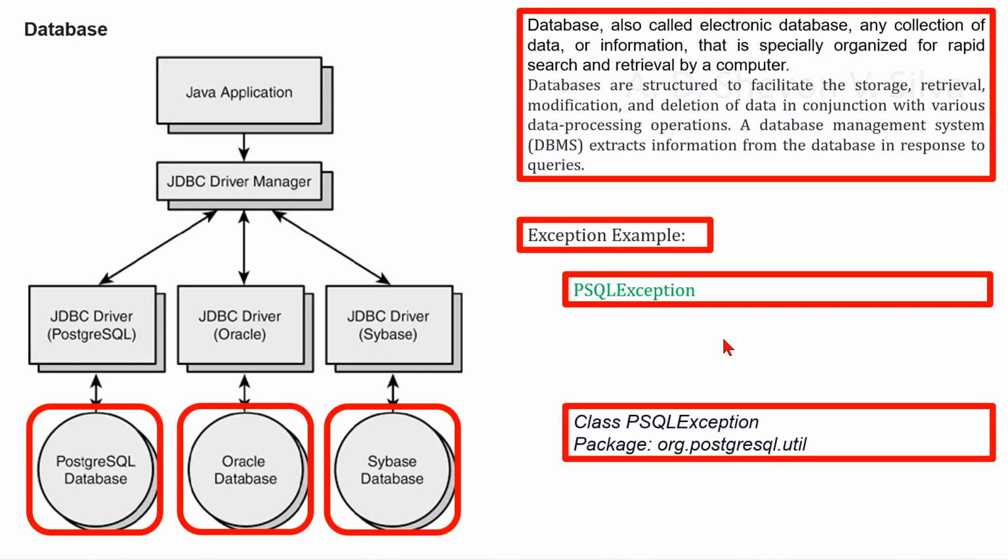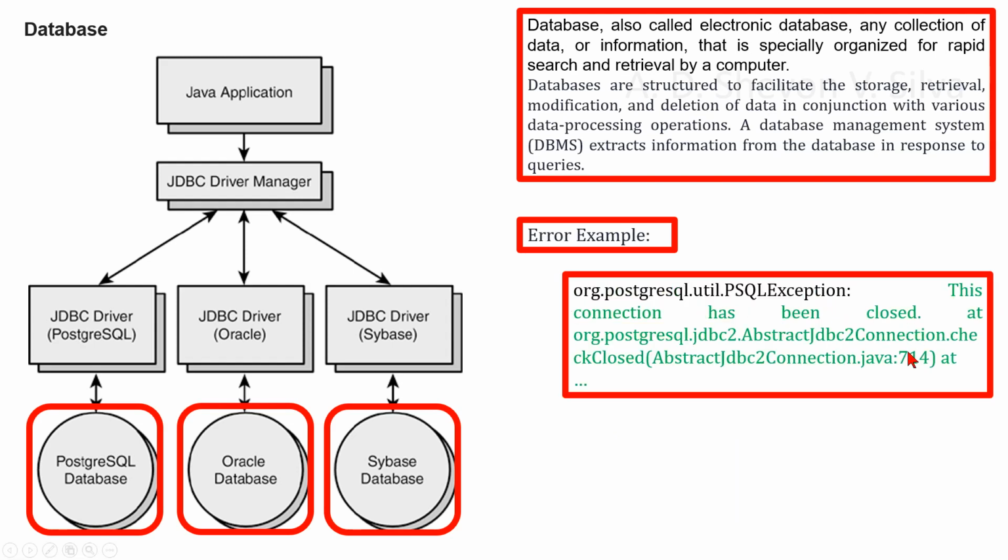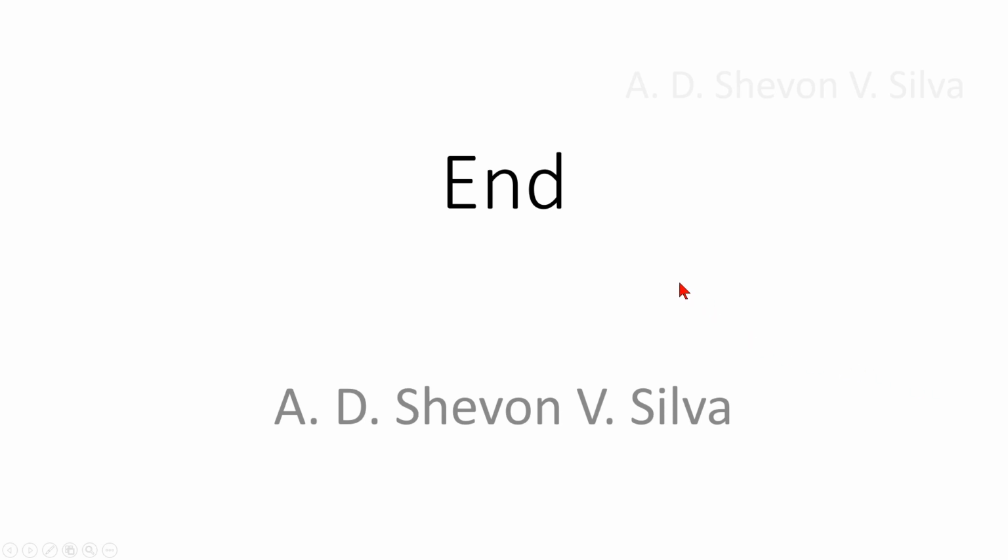As an exception example, we can consider PSQLException. The class PSQLException is in package org.postgresql.util. As an error example, we can consider this error: this connection has been closed at org.postgresql.jdbc2.AbstractJdbc2Connection.checkClosed, etc. This is the end of my presentation. Thank you very much for watching it.